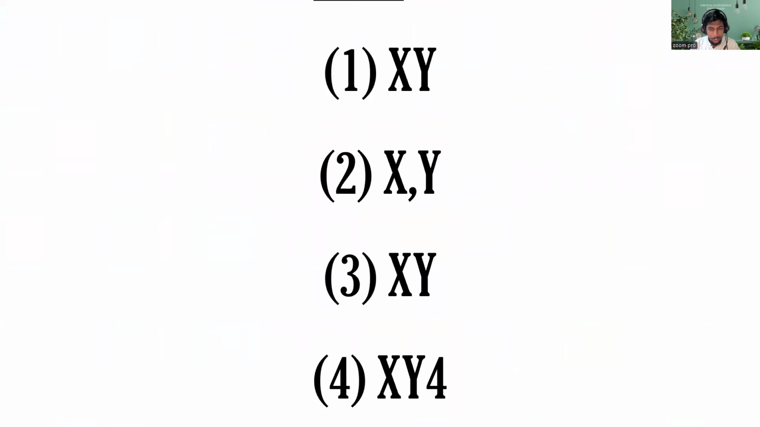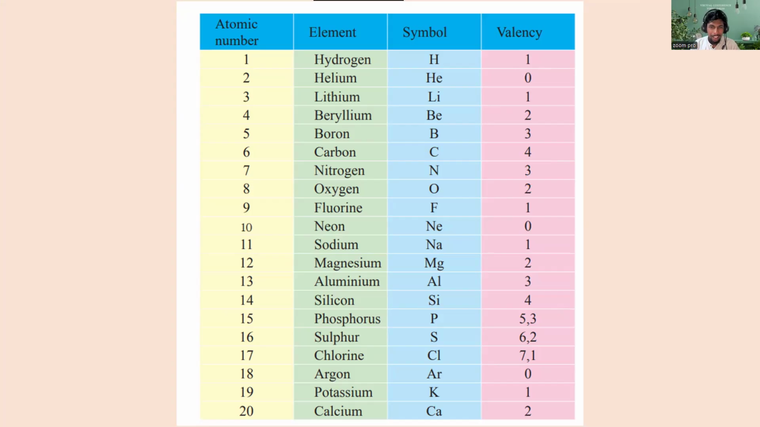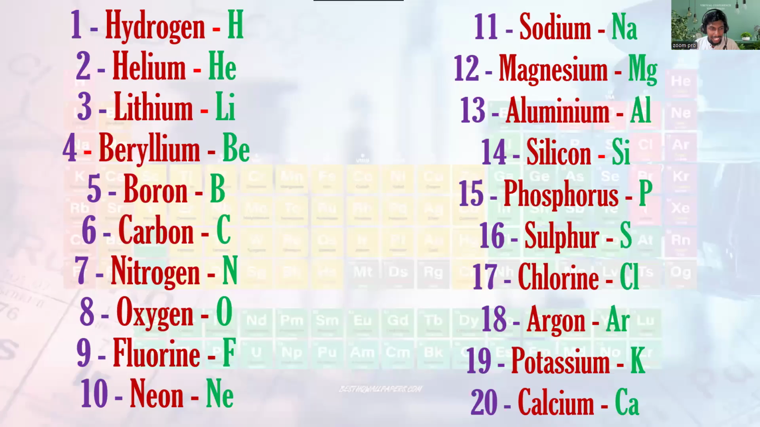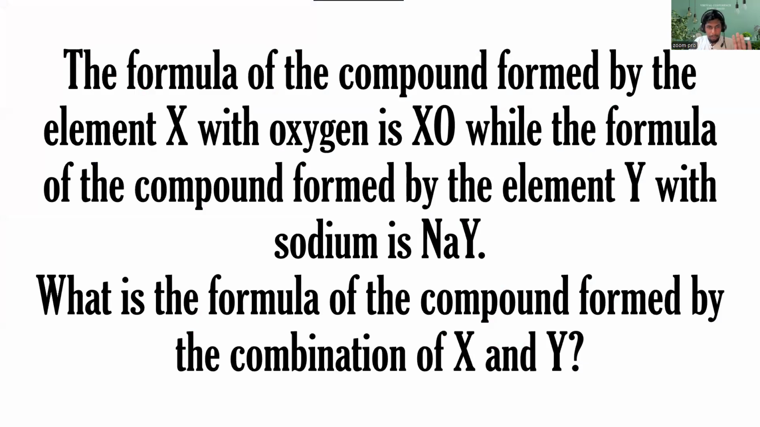Now, the question. What is the question here? They are telling us that there is a compound called XO. We don't know what X is. It has been combined with oxygen, and they form the chemical formula XO. And again, there is an element Y. It makes a compound with sodium, which is NaY. Then, if a compound is formed from the combination of X and Y, what will the formula be? How do we find the answer? I will explain.